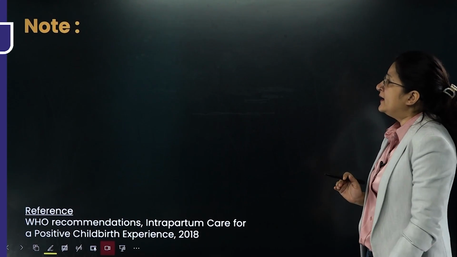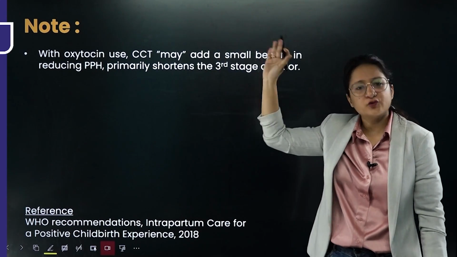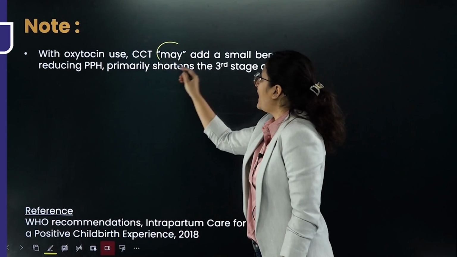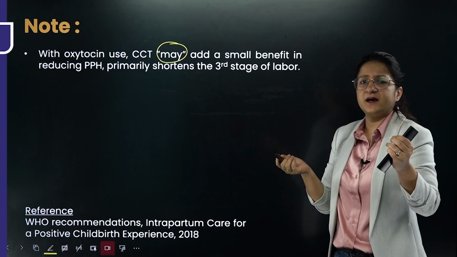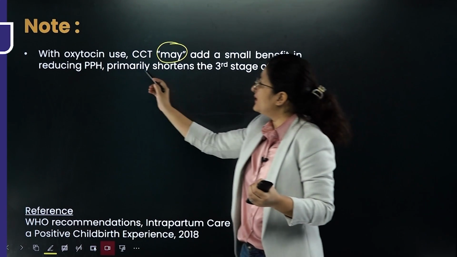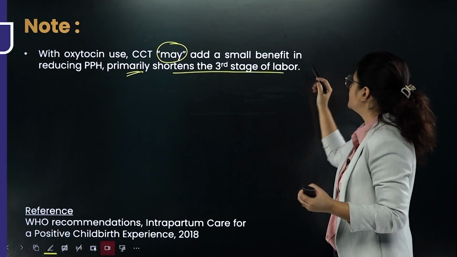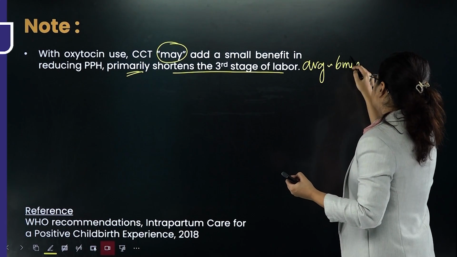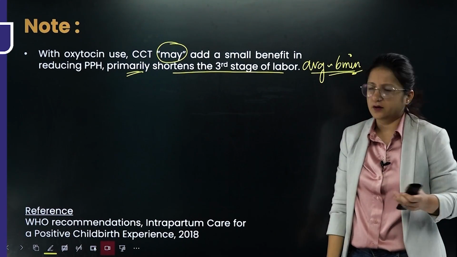I'll tell you why. Remember here that with oxytocin use, if you've already given the uterotonic, controlled cord traction may add a small benefit in reducing the blood loss at delivery or reducing PPH, but it is primarily a component because it shortens the third stage of labor on an average by 6 minutes, right? So this is the least important component.